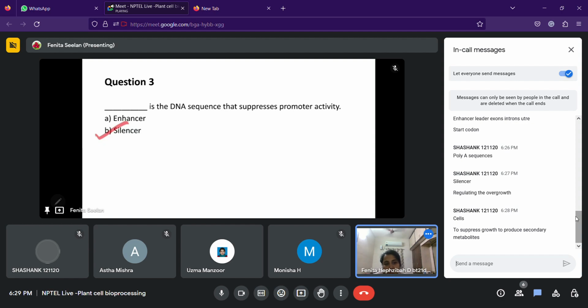So, yes, to suppress the growth to produce secondary metabolites. Okay, that is actually good. And there may be other reasons also.